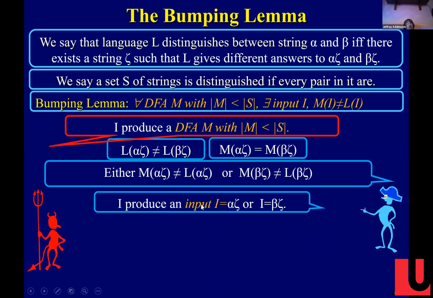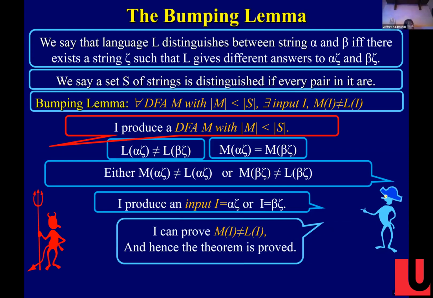And so my goal is to produce an input in which the machine gives the wrong answer. And I claim it either gives the wrong answer on alpha zeta, or it gives the wrong answer on beta zeta. And we have finished the proof. Isn't that nice? Everybody see how we use the little 1090 in here? And we managed to come up with the proof.